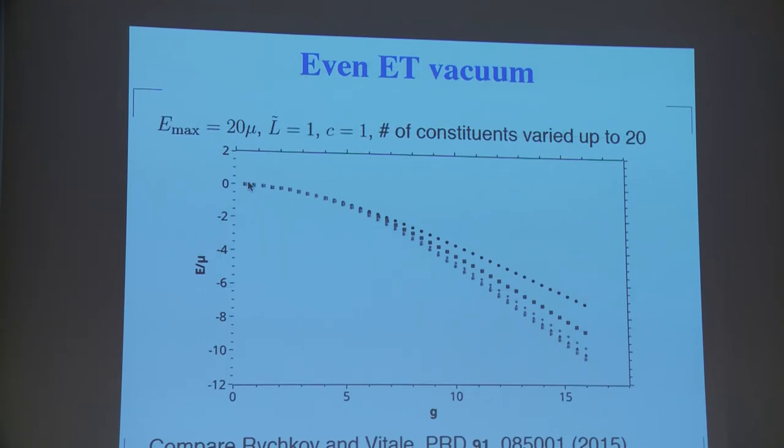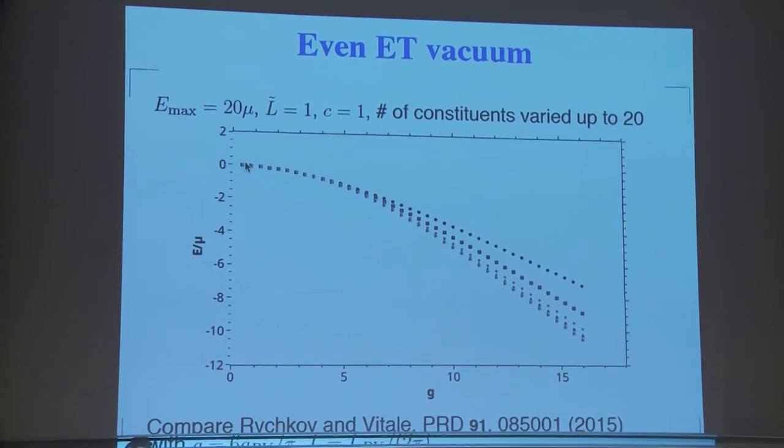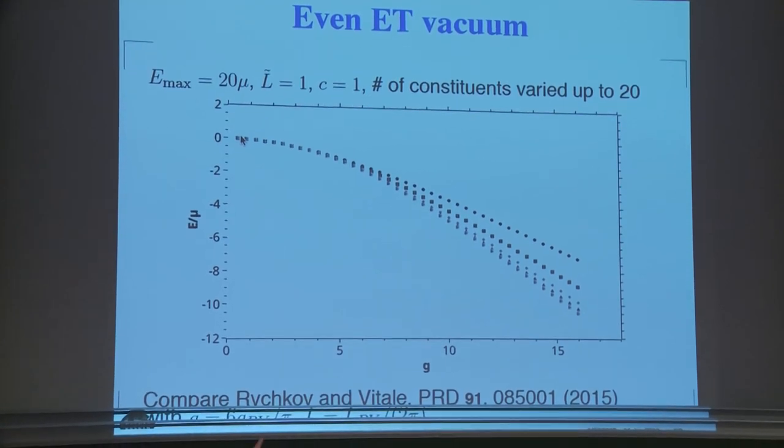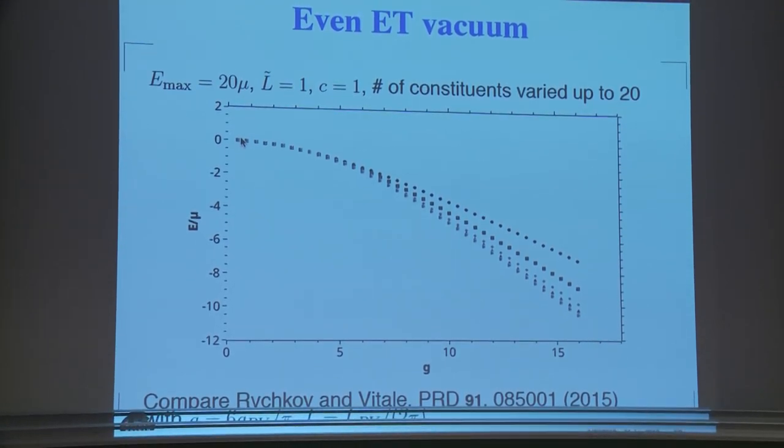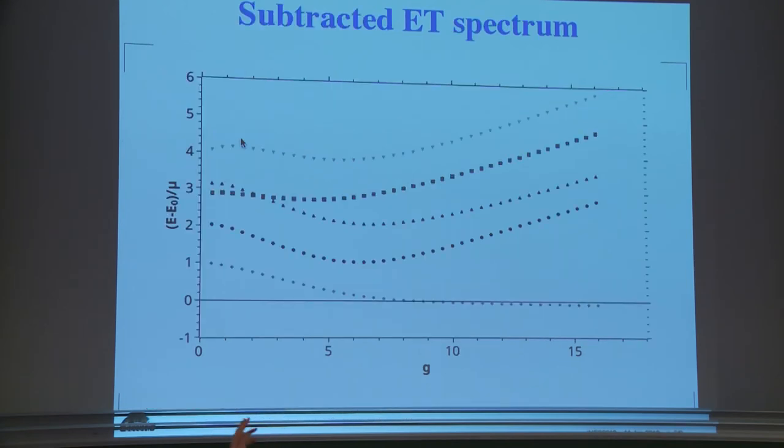Here is a calculation at C equals 1 that is roughly comparable to the calculation that Slava's done with the same sort of cutoffs. The variation here is in how many different modes you include in the calculation, all the way up to having 20 constituents. This is φ⁴. So this is the vacuum in the even sector. And it can do the subtracted spectrum.